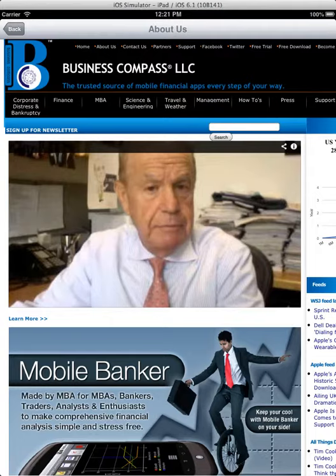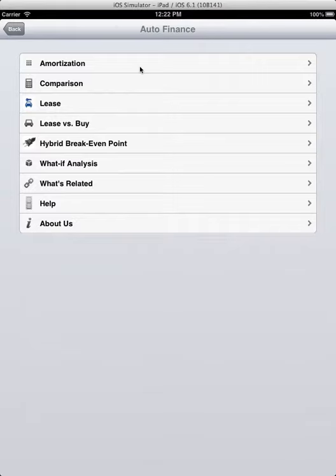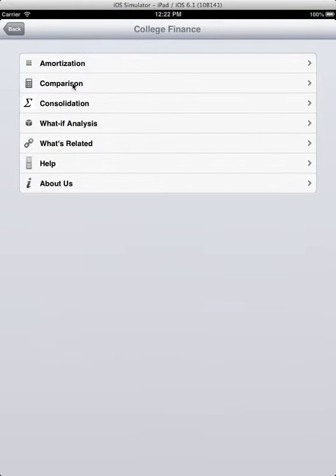This application covers a wide range of financial analysis for home loans, for car loans, leases, and for student loan. This application is also available on Android as well as BlackBerry platforms. So it covers auto loan, let's see, amortization, comparison, lease versus buy, hybrid break-even point, what if analysis. Then there is a college finance, amortization, comparison, consolidation.